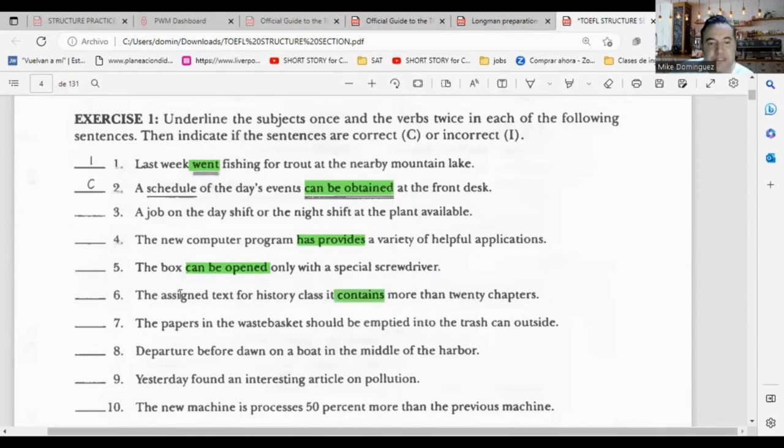Contains. This might look like a verb, but there's a text, and so it's better like an adjective. Yes. Okay. Papers. Number 7. Emptied. Be emptied. Should be emptied with the complementary parts. Okay, it should be emptied into the trash. Okay. Number 8.